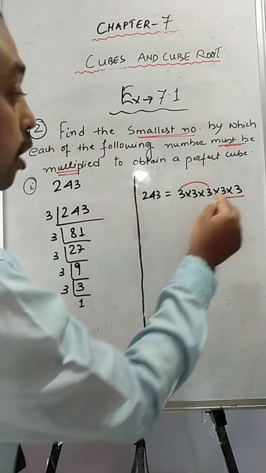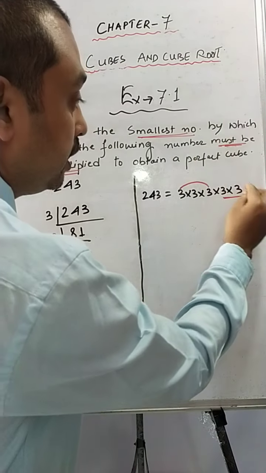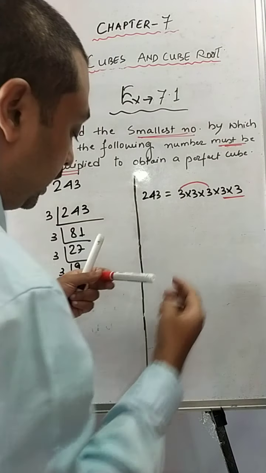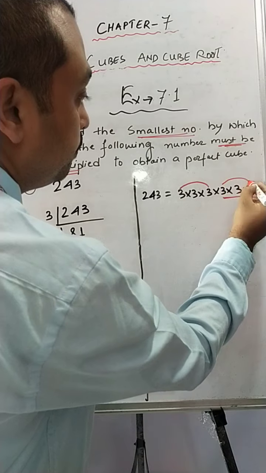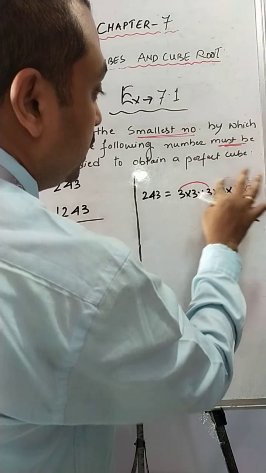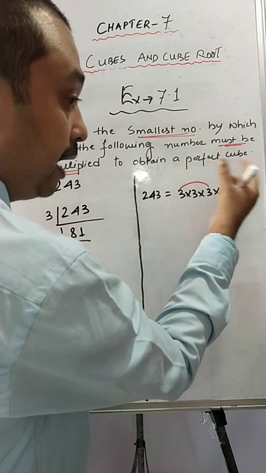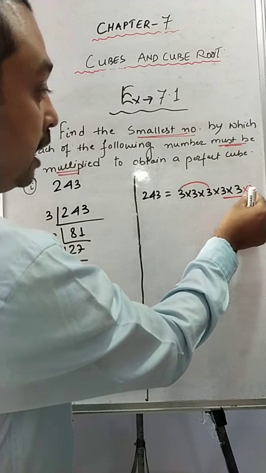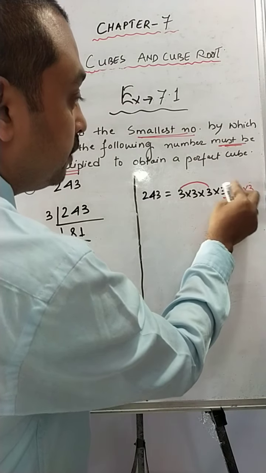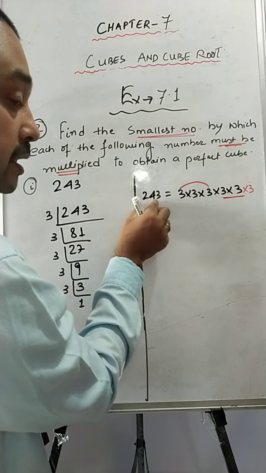So how many 3s more are required to make this a triplet form? Only one 3, isn't it? That means we need one more 3. If we multiply by one more 3, then it will become a triplet. So we multiply 3 on the left hand side, and the same operation we have to do on the right hand side also. To make this a triplet form, we multiply by 3, and for that we also multiply the number by 3.